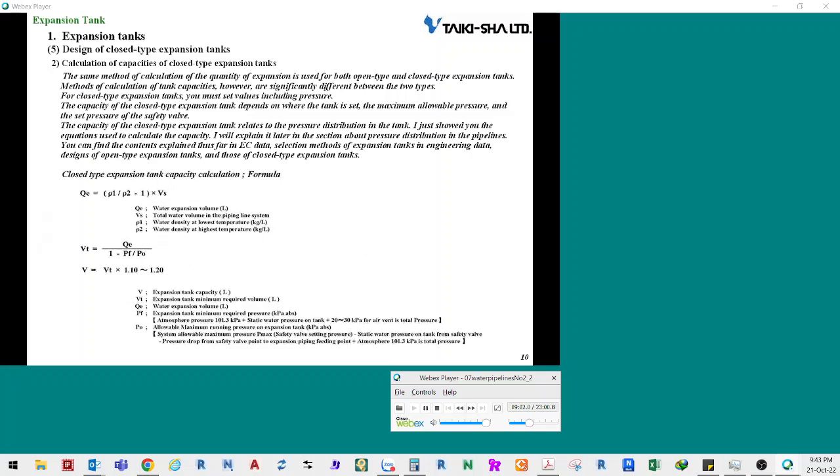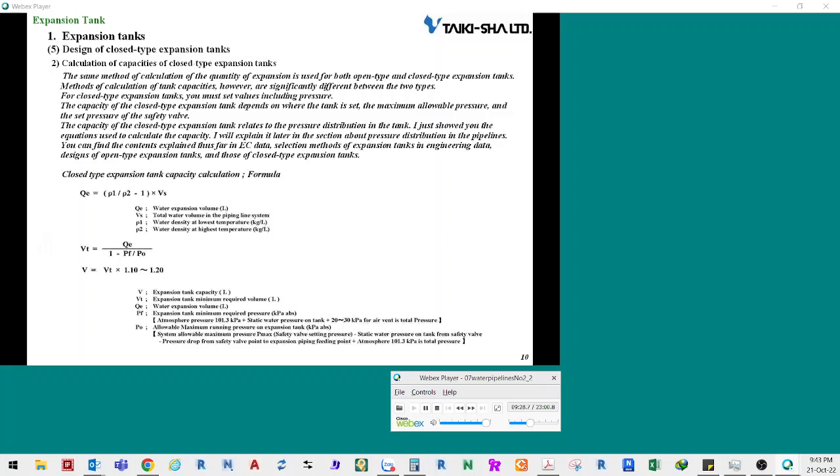2. Calculation of capacities of closed-type expansion tanks. The same method of calculation of the quantity of expansion is used for both open-type and closed-type expansion tanks. Methods of calculation of tank capacities, however, are significantly different between the two types.